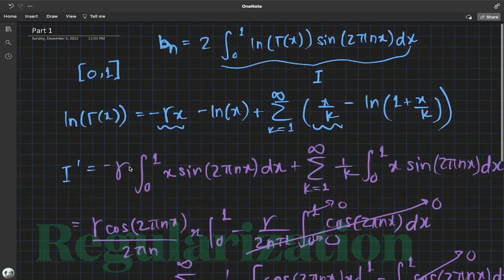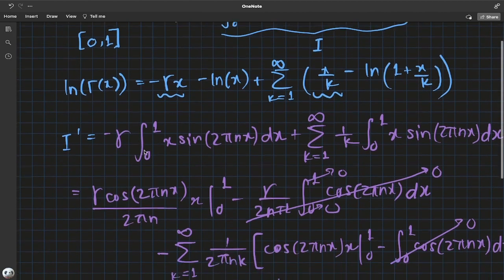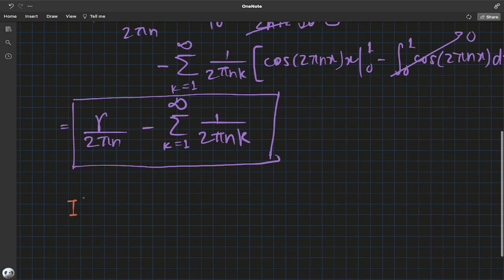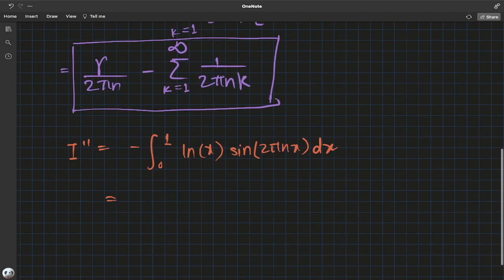Okay, now we've done I prime. I guess we should work with I double prime now. Let me define what that is. I'm gonna do this natural log first because it's a lot easier. The argument of the other one is complicated, so for I double prime I'm just gonna do this negative natural log of x with the sine integrated. So I will have negative integral from 0 to 1 of natural log of x times sine of 2 pi n x dx. Now again, I think the approach that we sort of mutually agreed on is integration by parts.